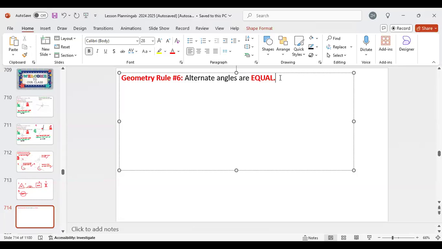Now, they form a specific letter. So they form a Z shape, or an S shape. They form a Z shape or an S shape.